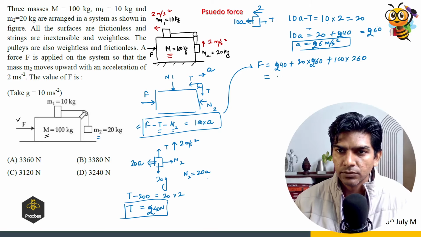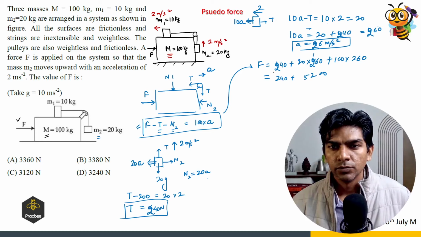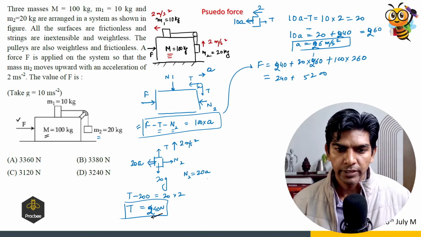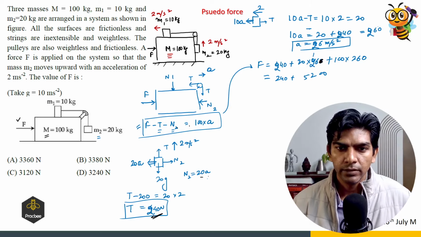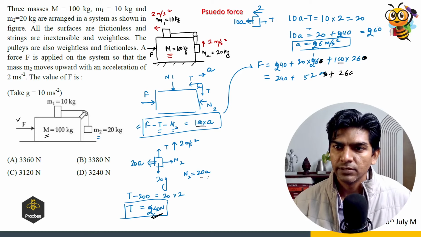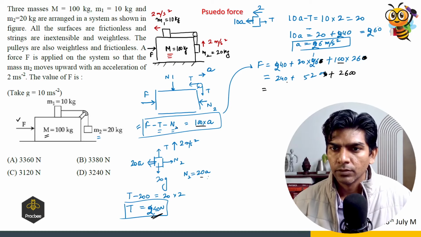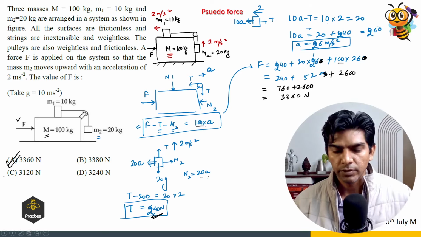So let us simplify this. Let me rewrite this. We have tension is 240 and N2 will be 20 times A, so this will be 26, not 260. And then 100 times A, so 100 times 26. So this will be 520 plus 2600. So 240 plus 520 is 760, plus 2600, which comes out to be 3360 Newton, right? So option A is the right answer.